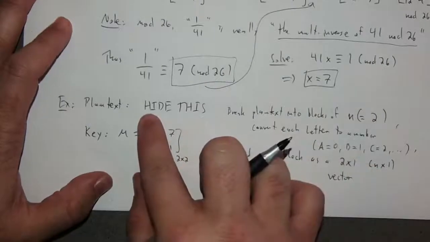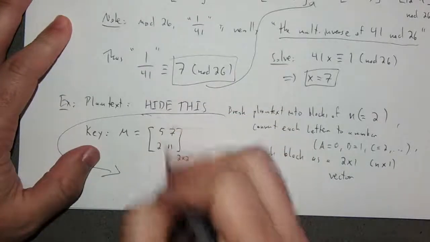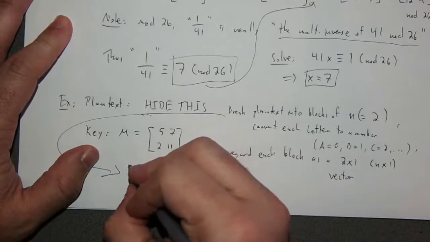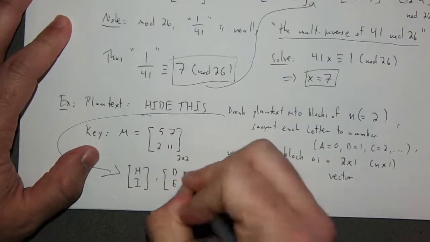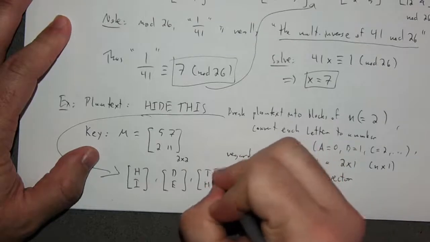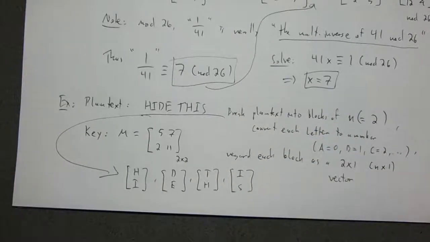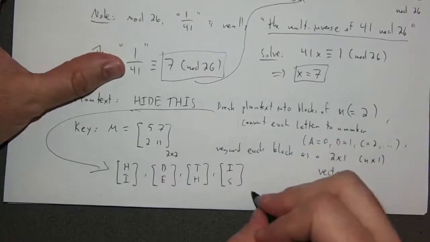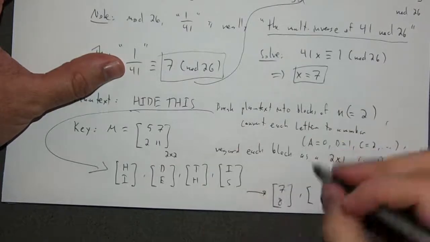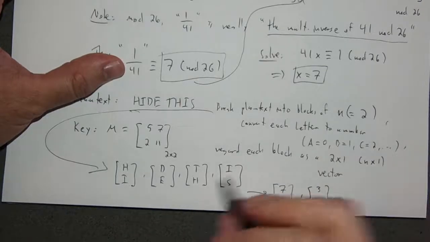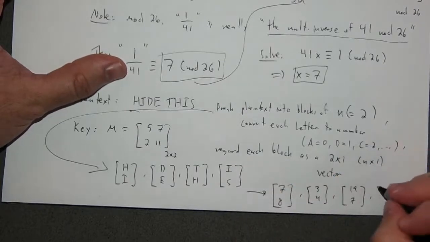And so for "hide this," what does this become using this process? See, so I take this and I have HI here. So this becomes HI. I haven't converted yet. I'll do that in a second. DE, TH, right, and then IS. So then converting these to numbers, this becomes HI, that's 7, 8. DE is 3, 4. TH is 19, 7. And IS is 8, 18.